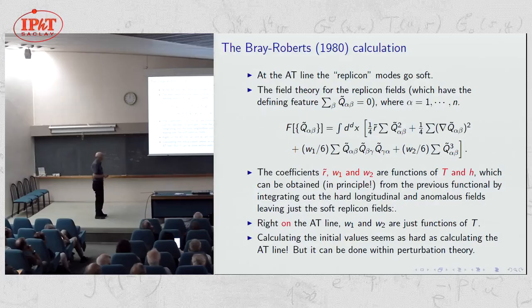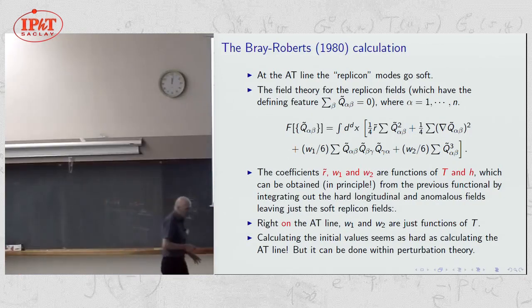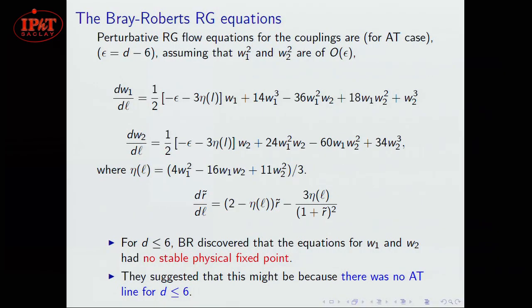Well, to study the AT line itself, you have to recognize that at the AT line, there's a field going soft, and that is the so-called replicon field. That's defined by fields which have the following property: if you sum over one index, the answer is 0. And the effective functional involving these fields is this one here. Now, R tilde measures the distance from the AT line. This is the bending energy term. Now, there are 2 cubic terms, W1 and W2. And in principle, you can calculate what these are from the previous functional, but to do that, except perturbatively, is very, very hard. It's just as hard as calculating the AT line itself. But near TC, you can make progress. And right on the AT line, you'd expect W1 and W2 just to be functions of temperature. But perturbation theory comes to our aid, and we can make a bit of progress.